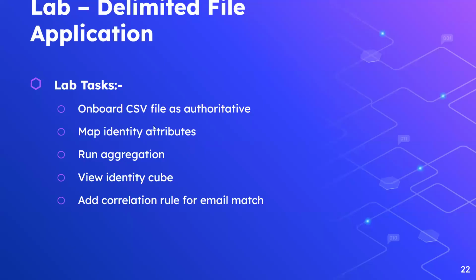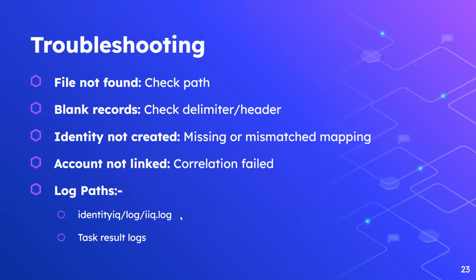Yeah, this one we have done, just the correlation we haven't done. Troubleshooting. This is the thing that we do need to do. If the file is not found, then we need to check the path. If there are blank records, then you need to check the delimiter or the header. If the identity is not created, then it might be a missing or mismatched mapping. And if the account is not linked, then correlation will fail.